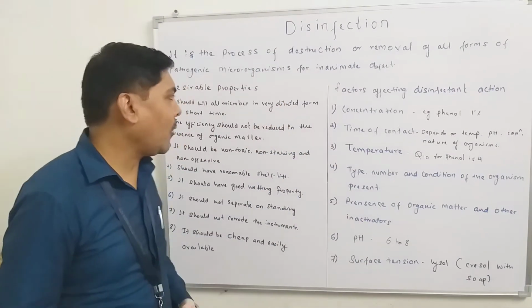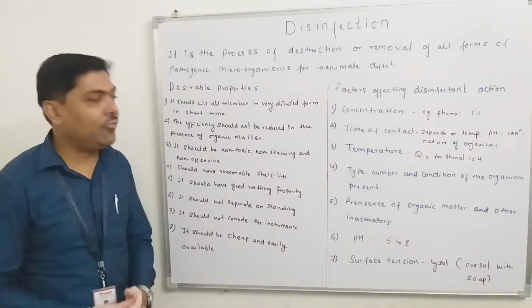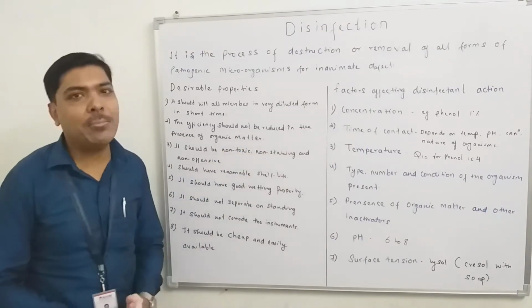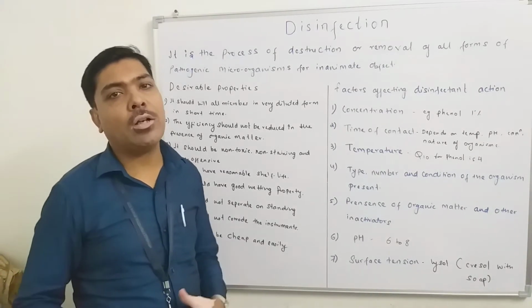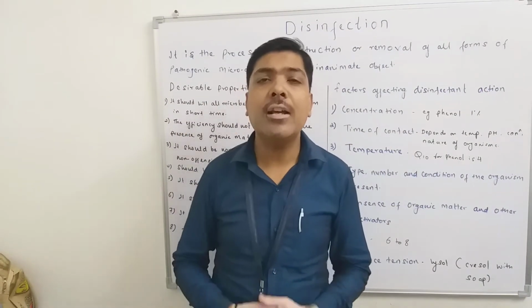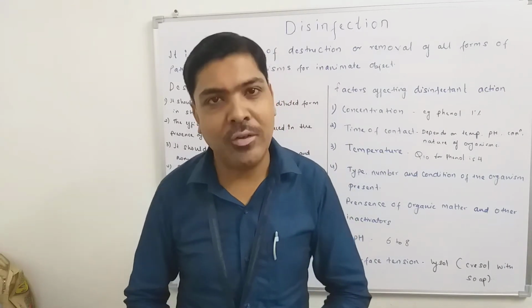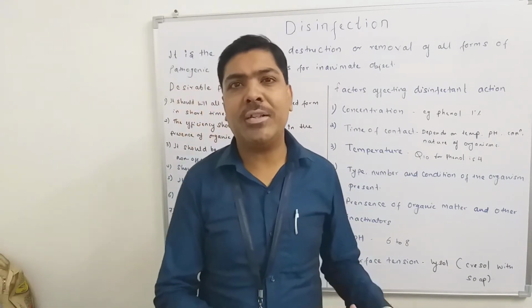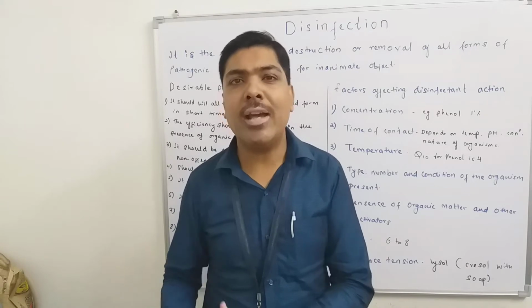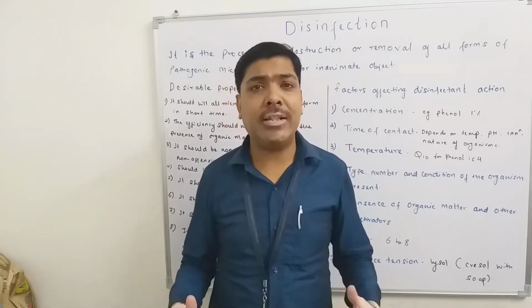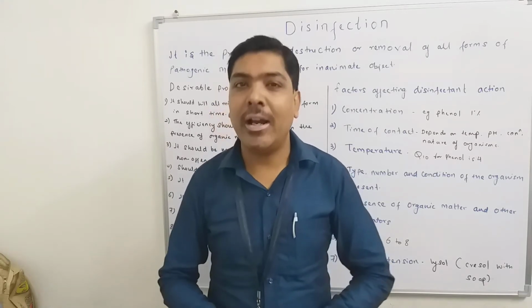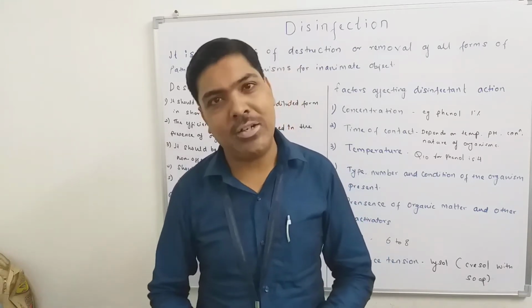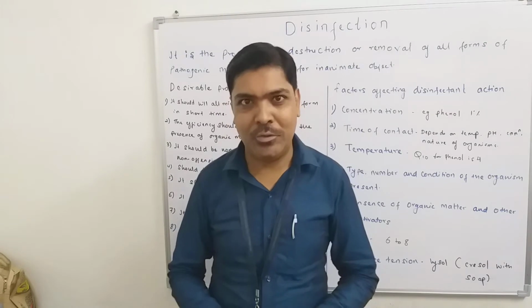Now the next ideal property of a disinfectant is that the efficiency should not be reduced in the presence of organic matter. Especially if we are talking about a hospital, then we'll find that so many organic matters are available, like blood, feces, urine, etc. So if we are applying a disinfectant in the presence of a large amount of this organic matter, then ideally the efficiency of the disinfectant should not be reduced.